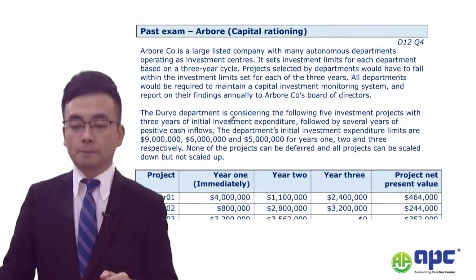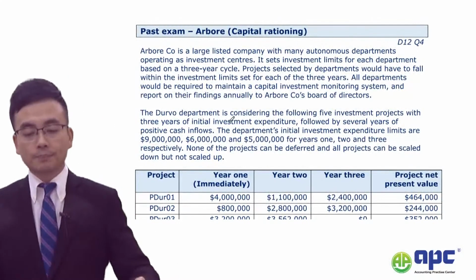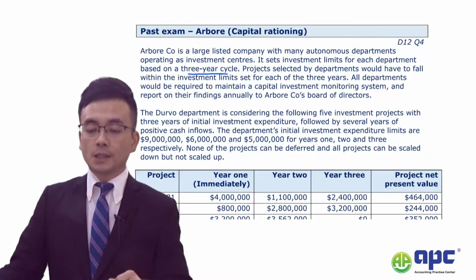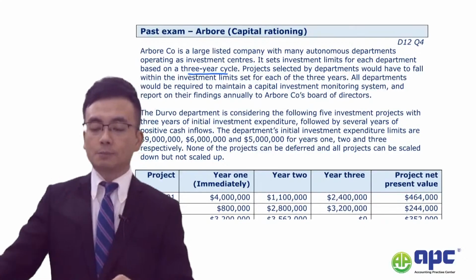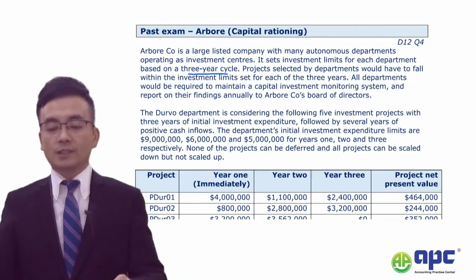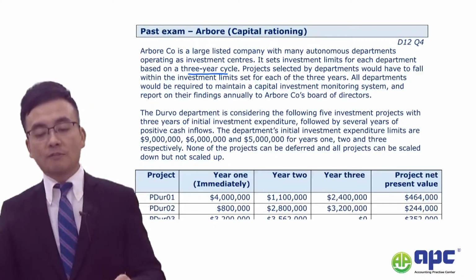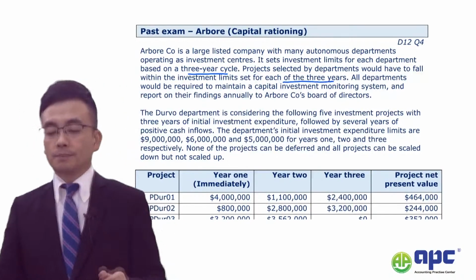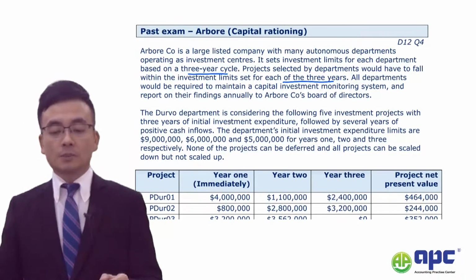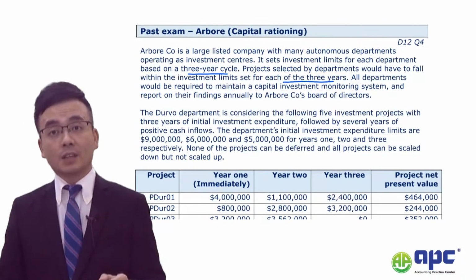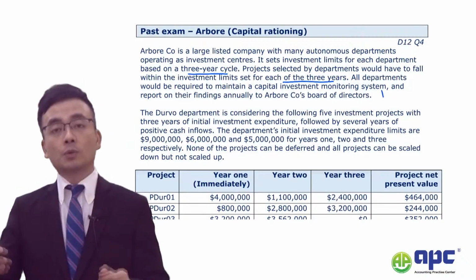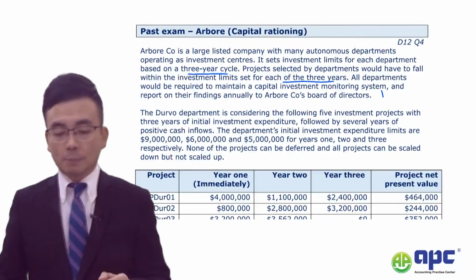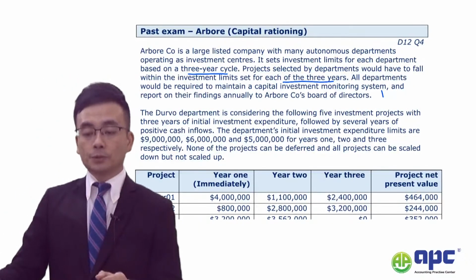It's a large company with many autonomous departments. It sets the investment limit based on a 3-year cycle, which means it's multi-period capital rationing. Projects selected by departments will have to fall within the investment limit for each of the 3 years. All departments will be required to maintain a capital investment monitoring system. So that's why later on we'll see the comments part in part B, and report on their findings annually to the board.